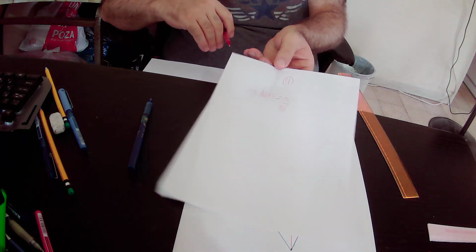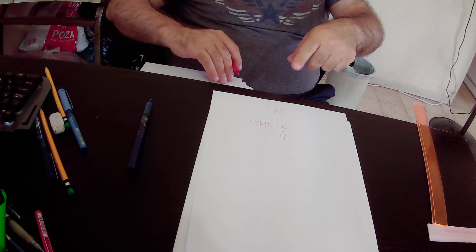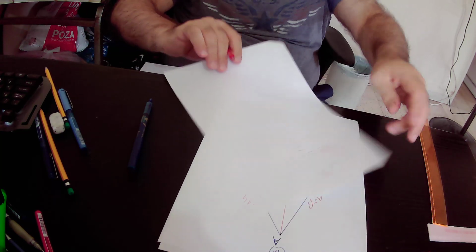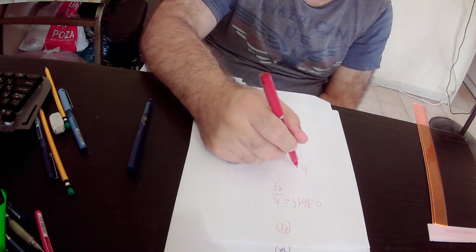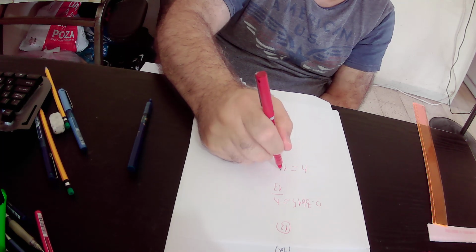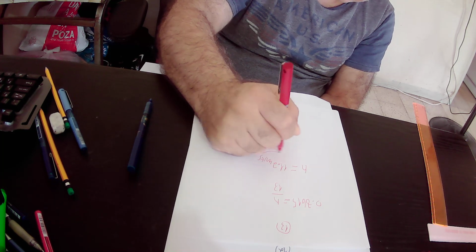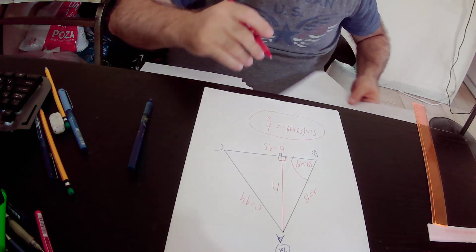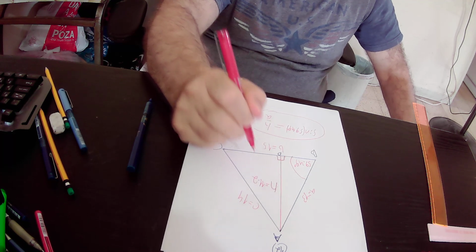So we will multiply this equality by 13 in order to get the value of h. So h equals 13 times 0.8615, that is actually 11.2 units. Okay, so we found out the value of h. H equals 11.2 units.